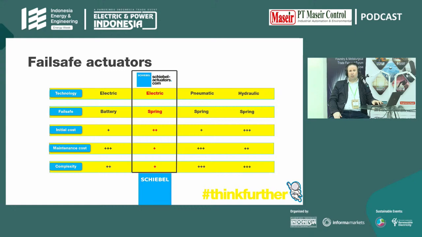What kind of different fail-safe actuators are available on the market? Of course, there are purely electric fail-safe actuators available. So that means an electric actuator with a battery pack. There are pneumatic actuators as a fail-safe actuator available, but also hydraulic actuators. We as a company, we Schiebel, we manufacture just purely electromechanical systems. So that means we are using an electric actuator, and on top of that, to cover the safety function, we are using just a pure mechanical spring.